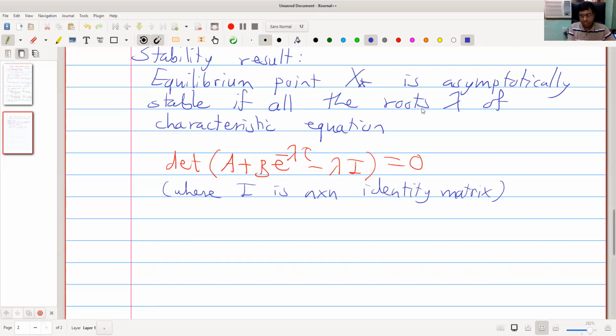So the equilibrium point x star is asymptotically stable if all the roots lambda of the characteristic equation satisfy real part of lambda is less than 0. This condition is the same as in the one dimensional case. Characteristic roots means eigenvalues. All the eigenvalues should be on the left of the vertical axis in the complex plane.